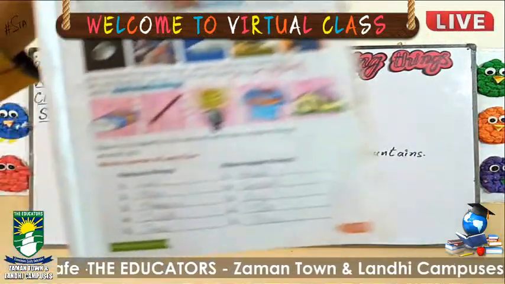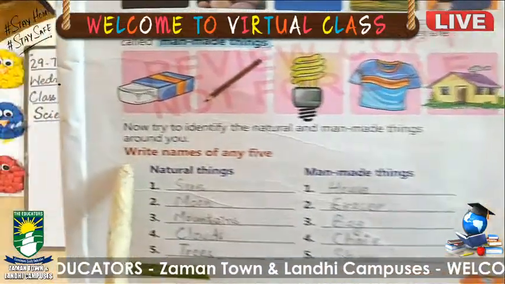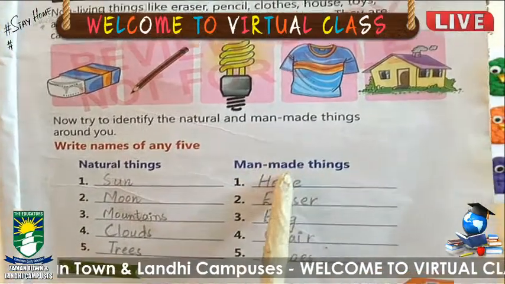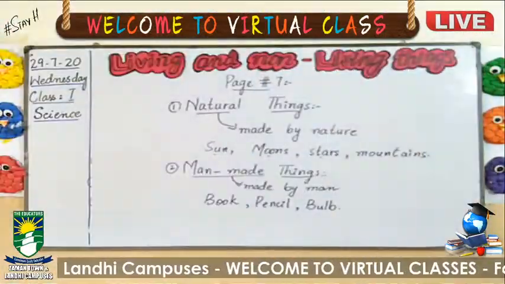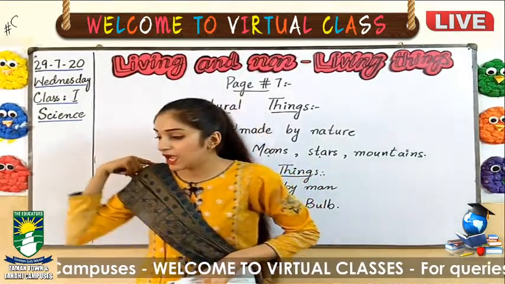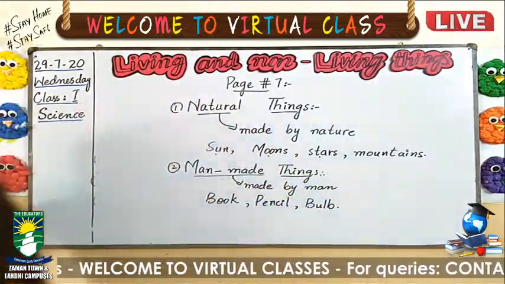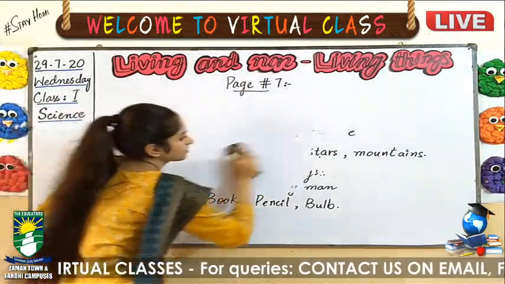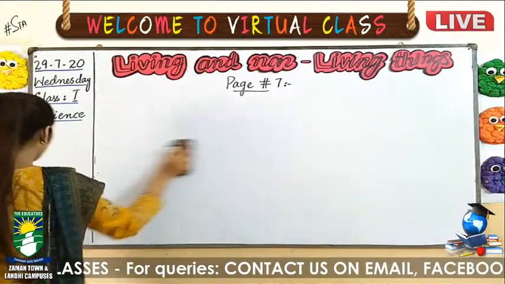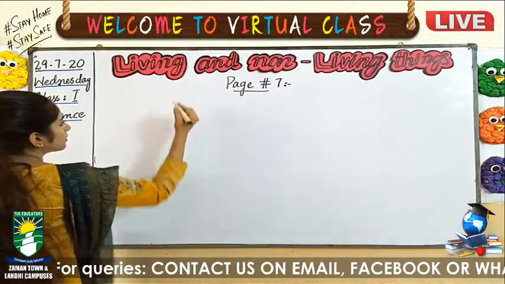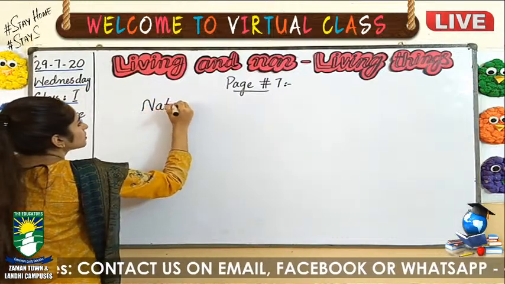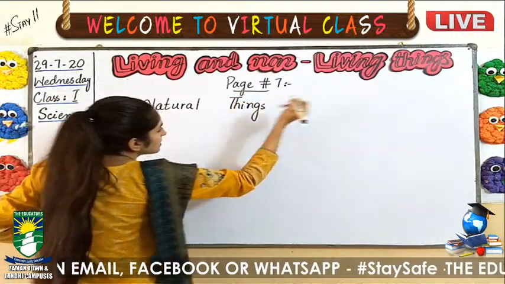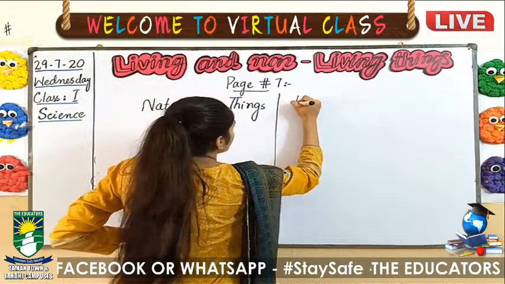Now, there is an exercise on this page. Look at page number 7. They are asking us to write the names of any 5 natural things and man-made things. Let's do this work. I'm doing this work on board. You will have to copy in your book. Mention the date on this page. Number 1 is natural things. And second one is man-made things.